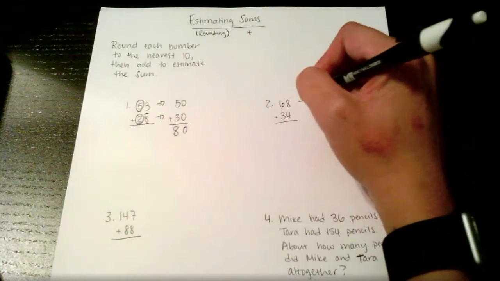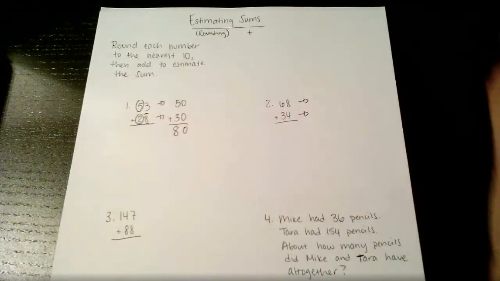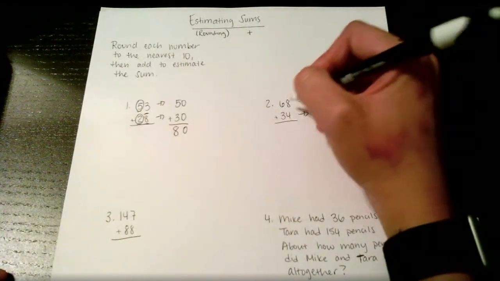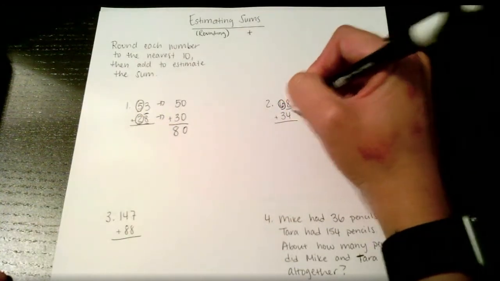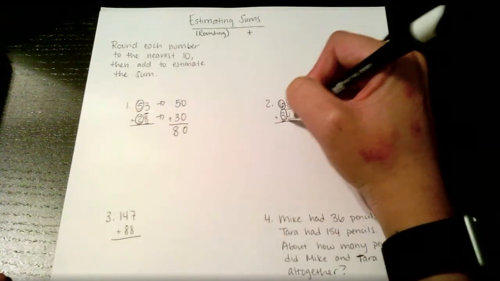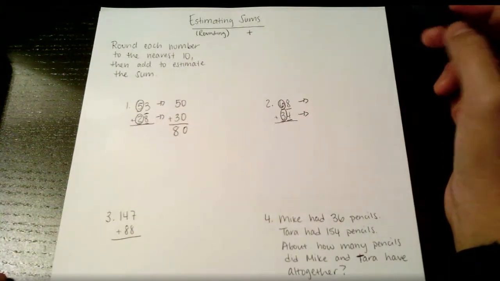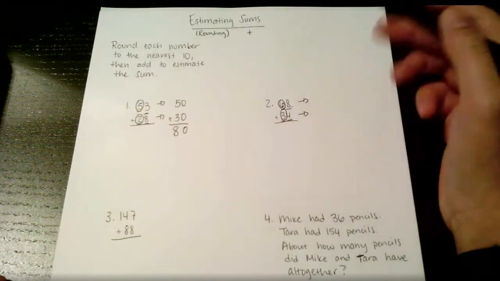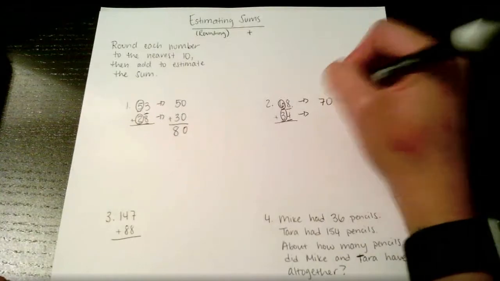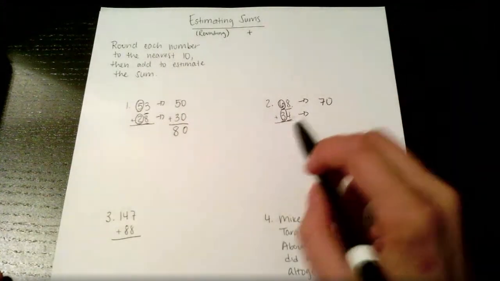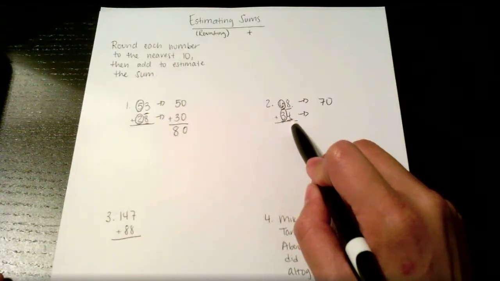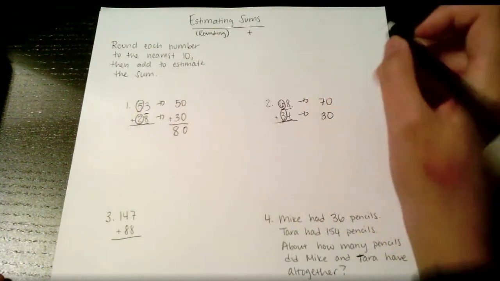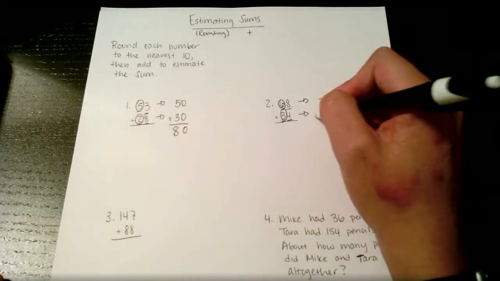We're going to do the same thing for number 2. I'm going to start by drawing my arrows to remind me that I am rounding or estimating. Same thing, I'm going to circle my tens, underline my ones. Looking at 68, the 8 in the ones place is telling me that my 6 is going to round up to become a 70. Looking at 34, my 4 in the ones place tells me this 3 is going to round to a 30. This 34 is rounding to 30, okay?